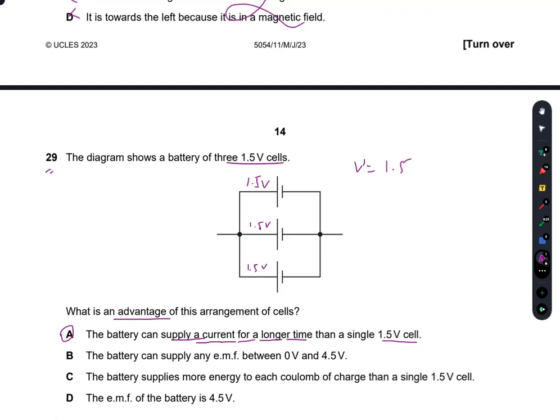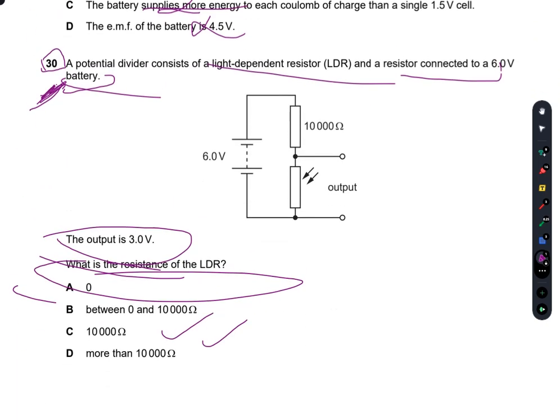The battery can supply EMF between 0 volt and 4.5 volts. No. The battery supplies more energy to each coulomb of charge than a single 1.5 volt cell. Now, already the voltage remains the same, so it will not supply more energy. The EMF of the battery is 4.5 volts. No. So you can also do this by the method of elimination. So I get the answer A because now these three cells will drive an electric current for a longer time because they are connected in a parallel arrangement. So A is the right option.